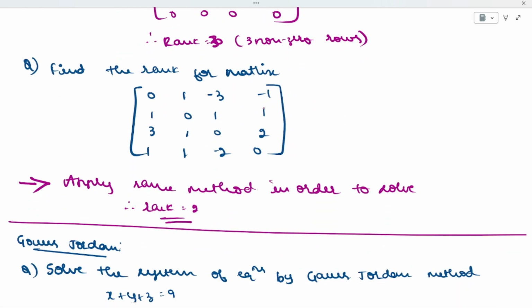Now apply the same for this also: 0, 1, minus 3, 1. Again you do the transformation. You have to try to make any row 0 by transforming it. By what? Transforming. Here you can make 2 rows as 0 and you will get the rank is 2.